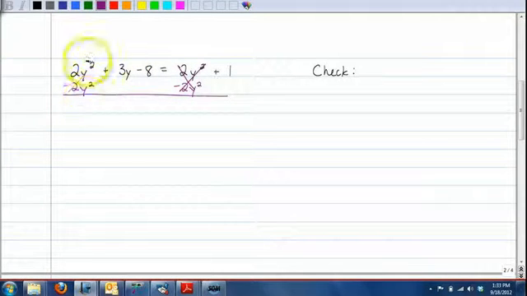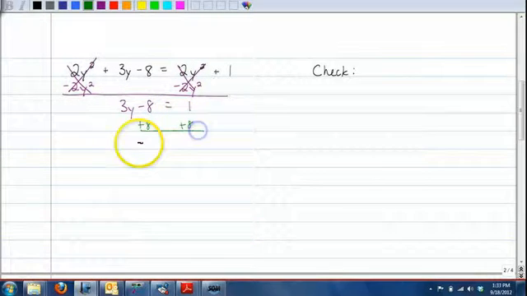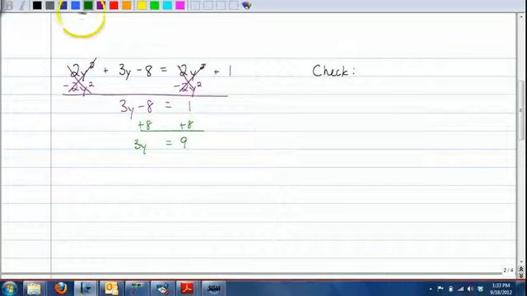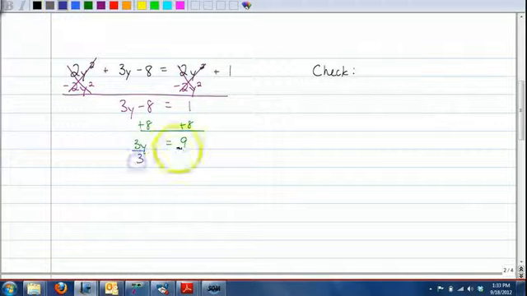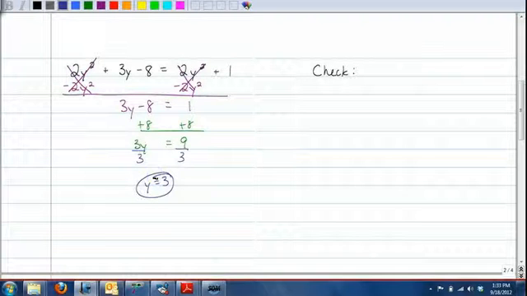I put it under the y squared. Well, that means that this y squared also ends up being gone. So I have 3y minus 8 equals 1. Not so bad. So now I want to get the y by itself, so I add 8 to both sides, leaving me with 3y equals 9. Divide both sides by 3. And get y equals 3 as my answer.